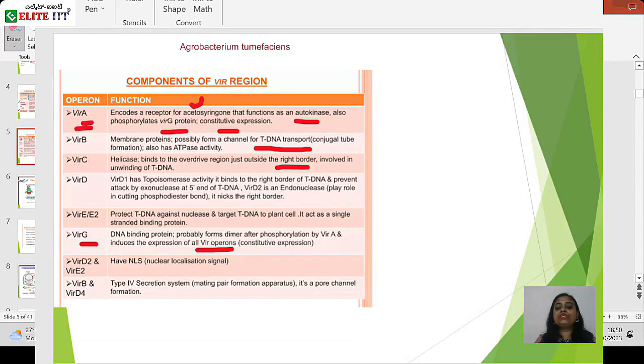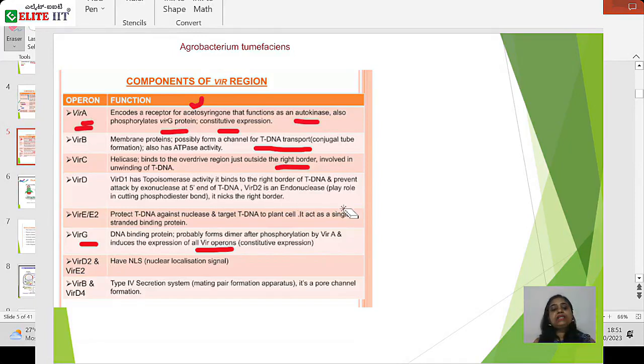It has topoisomerase activity and prevents attack by exonuclease because it is binding at the 5' end of the right border. And VirD2 has endonuclease activity. It nicks the right border. So exonuclease and endonuclease, both are there. VirD1 has the exonuclease activity, whereas VirD2 has the endonuclease activity.